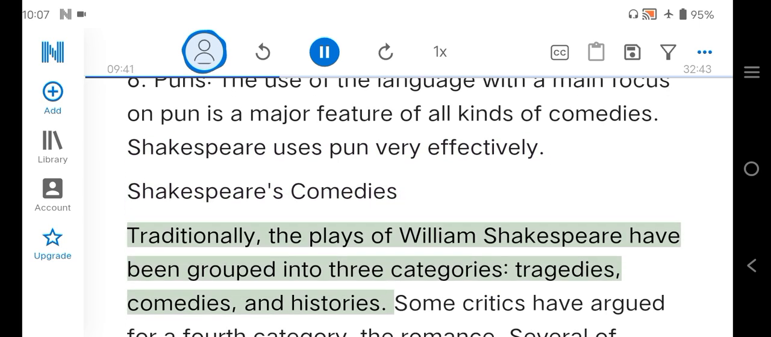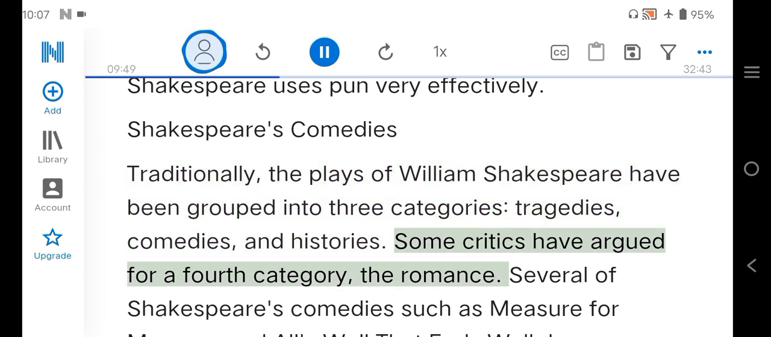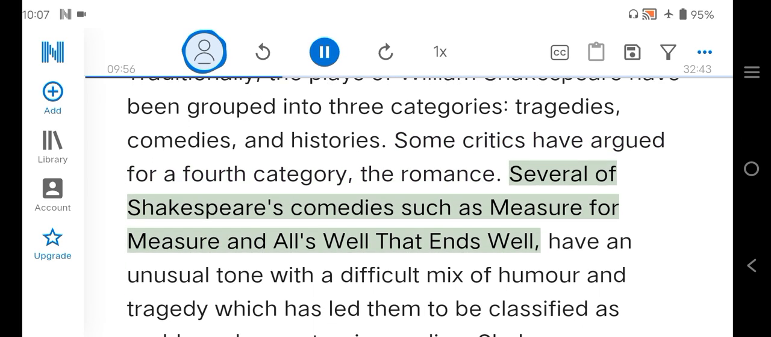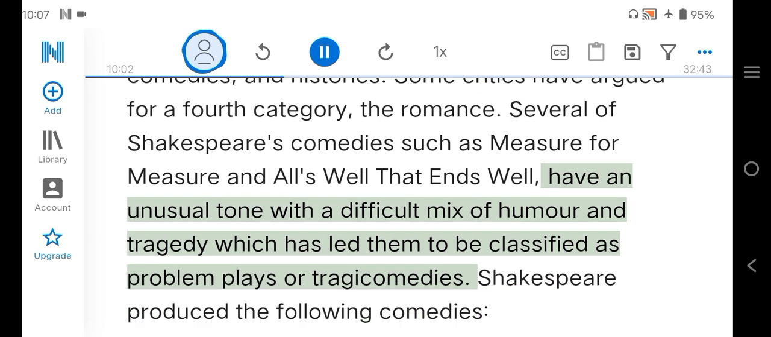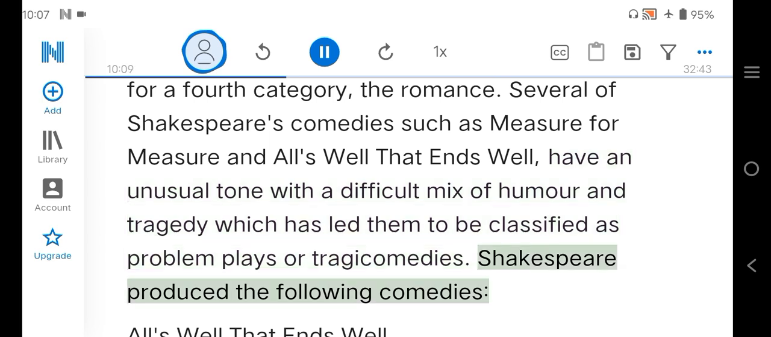Shakespeare's comedies. Traditionally, the plays of William Shakespeare have been grouped into 3 categories: tragedies, comedies, and histories. Some critics have argued for a 4th category, the romance. Several of Shakespeare's comedies, such as Measure for Measure and All's Well That Ends Well, have an unusual tone with a difficult mix of humor and tragedy, which has led them to be classified as problem plays or tragicomedies.